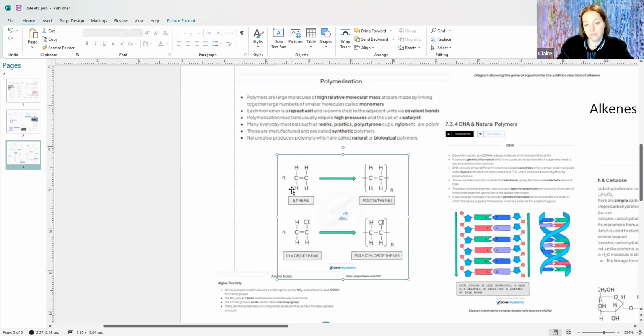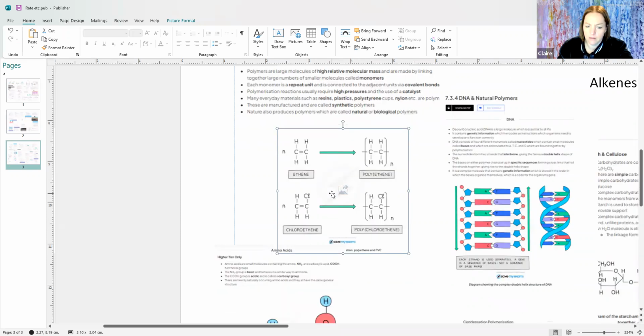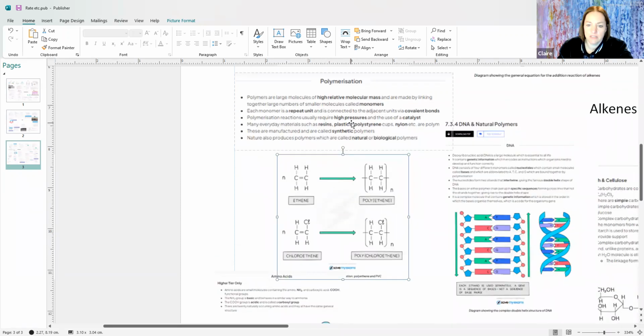Typically a monomer will always have a double bond because it's got to be reactive. It's got to react with something, and then it will attach to other monomers, forming that polymer. So when you're representing that monomer within a polymer, that's when you put the brackets around. There are just some examples there. And know where these are found: in resins, plastics, polystyrene, nylon, etc.